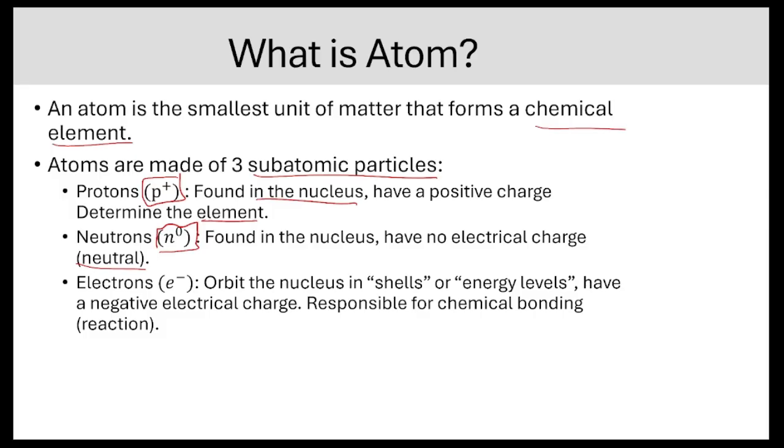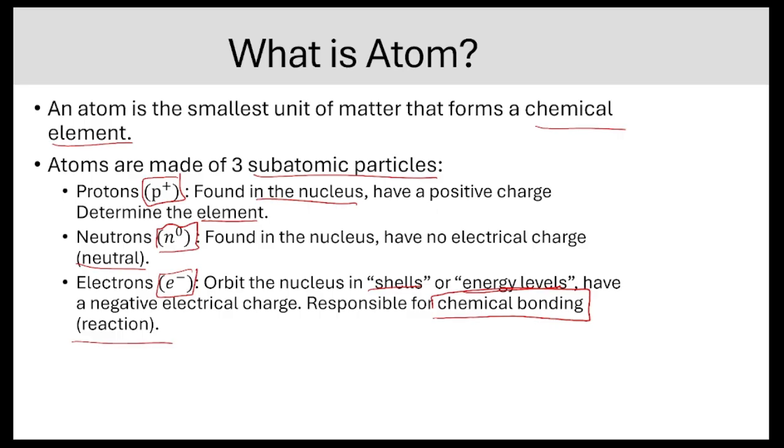And then we have the third subatomic particle, electrons. These electrons orbit the nucleus in specific regions, and we call these specific regions either shells or energy levels. Electrons have a negative charge, and electrons are responsible for all the chemical bonding and chemical reactions.